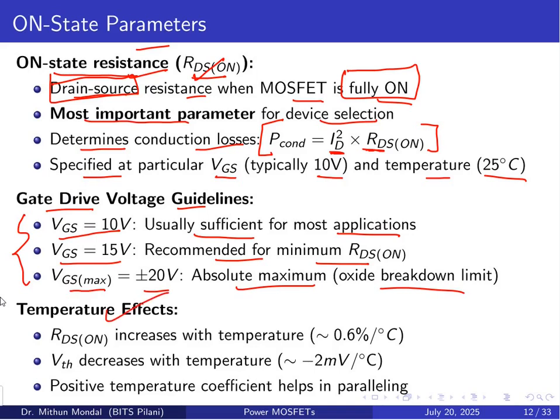Temperature effect also plays an important role. So RDS on, which is the resistance of drain to source, will increase with respect to the temperature in and around 0.6% per degree increase in the temperature. And the threshold voltage will be decreasing with respect to temperature, approximately minus 2 millivolt per degree centigrade. Positive temperature coefficient helps in the paralleling operation of the MOSFET. We will be discussing that a little bit later.